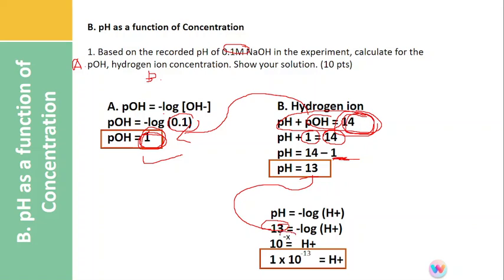Ang sabi daw dito, isa-substitute mo lang sa X. Okay, yung 10, di ba yung formula natin? 10 to the exponent of negative X is equals to H plus. Yung X natin, which is yung 13, magiging ganito na yung sagot mo. 1 times 10 to the negative 13 is equals to H plus. Okay, so basically, ito lang talaga yung solution natin for your question number 1 on your problem solving with regards to the pH as a function of concentration.